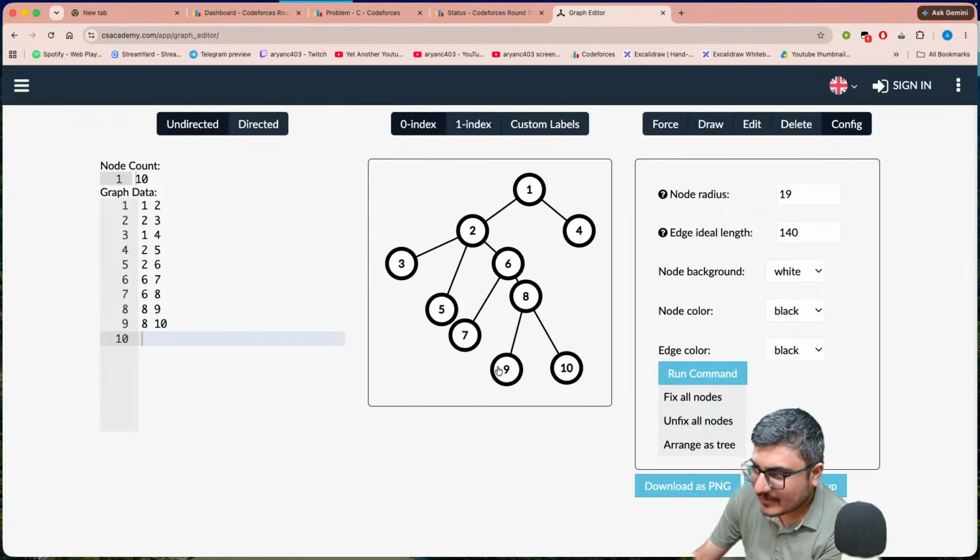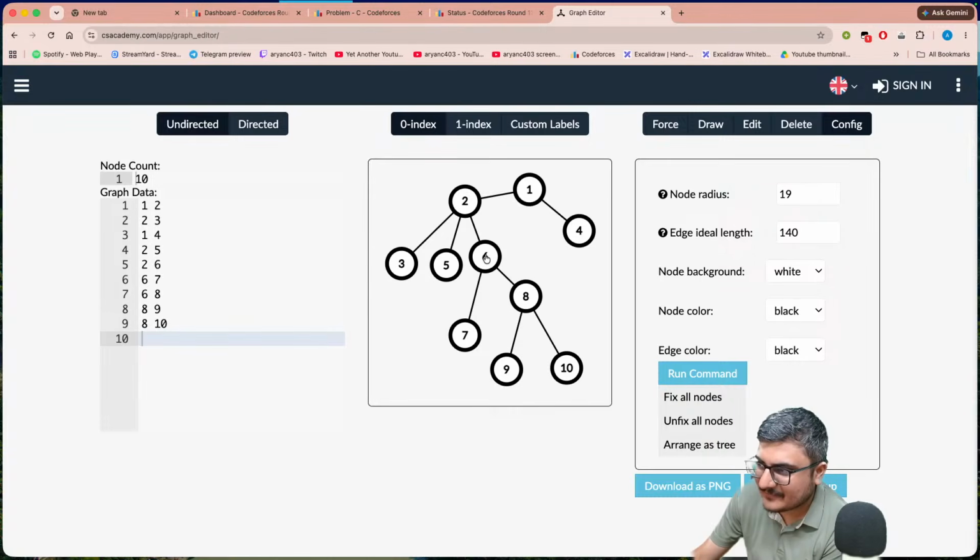So the node that has maximum distance from 9 is at 0 distance only. Maximum distance from 10 is 0 only. So maximum distance from 8 is the maximum of all of these plus 1. That would be the maximum distance from 8. Similarly, if I have to find maximum distance from 2, I find maximum distance from 3, from 5, from 6. Take the maximum of these and plus 1. And that's all you need to do.